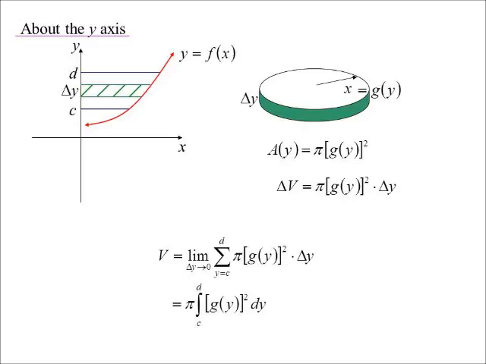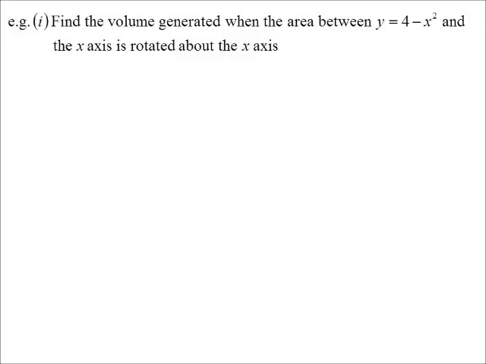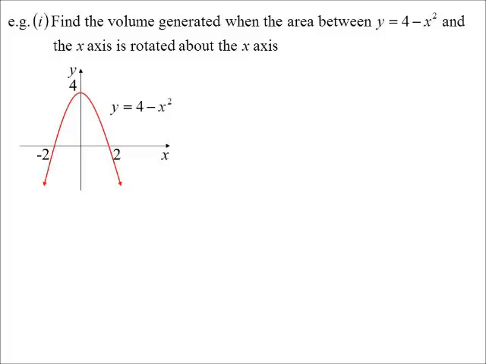All right, let's do an actual one. y equals 4 minus x squared. So let's draw it. There it is. Upside down parabola. We're going to rotate about the x-axis. So I'm going to take my slice perpendicular to the x-axis. So there it is. Thickness is delta x. So I've got my slice.